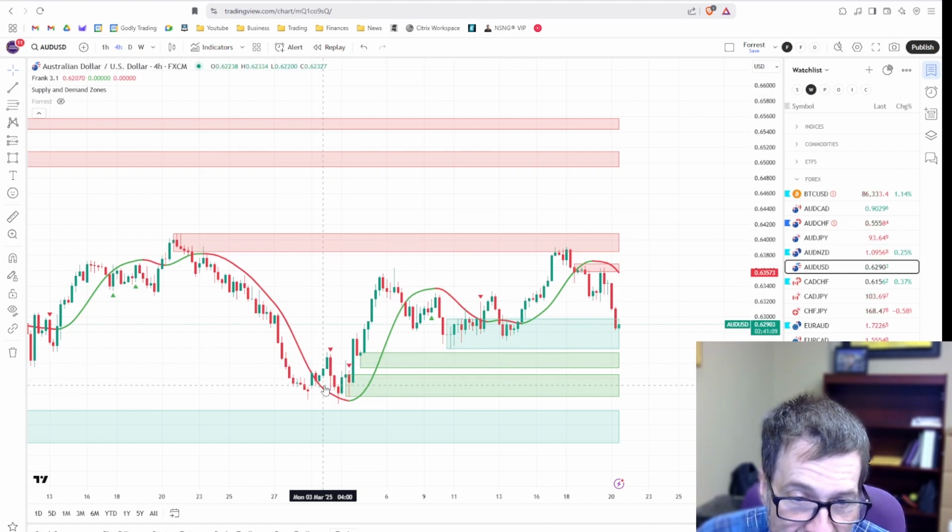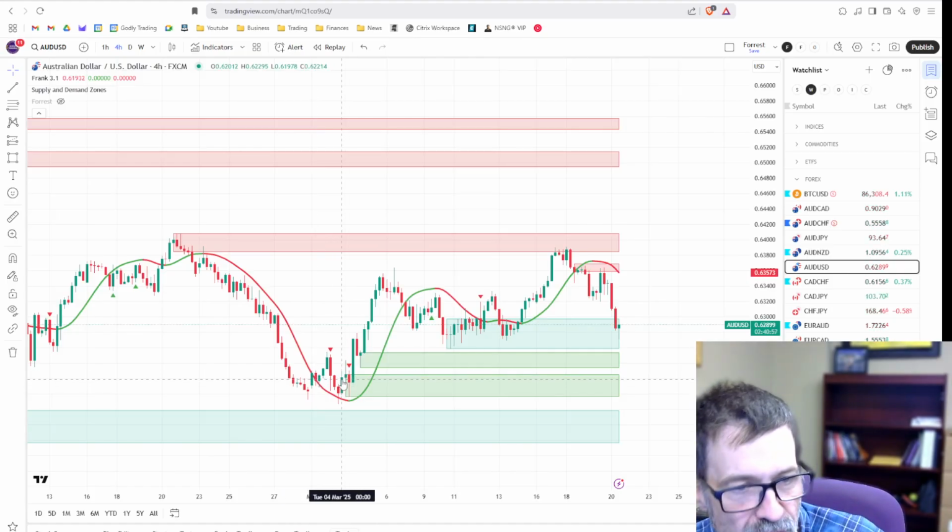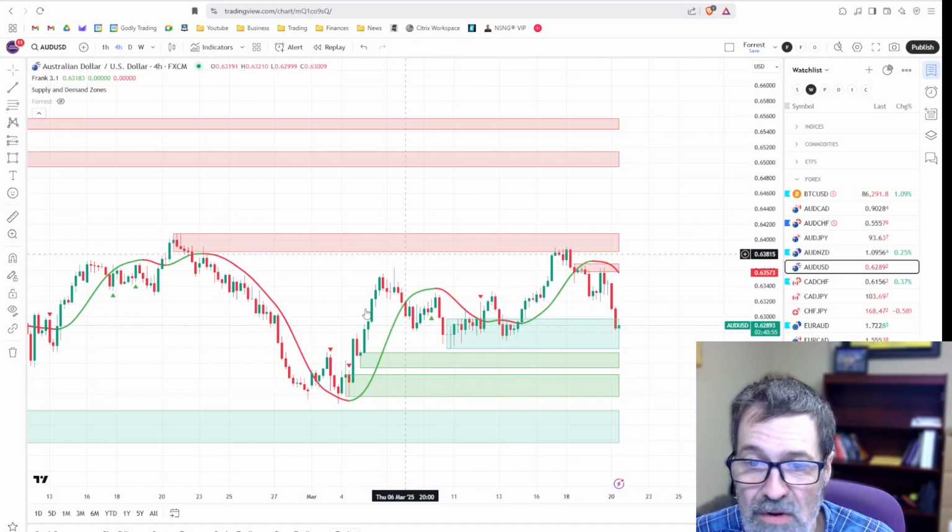You would have gotten in, and you would have gotten out probably for a loss, a very small loss on this candle. Actually, yeah, you'd have gotten out for a very small loss on this candle right here. So that would have been a small loss. So Frank's not selling you anything at the moment.